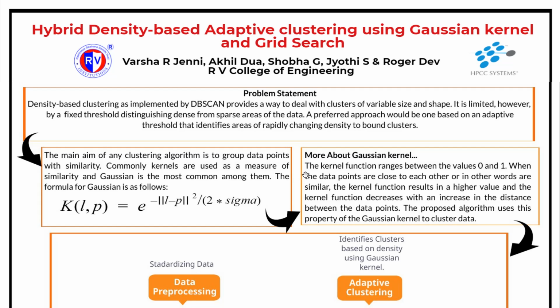Now, the main goal of any clustering algorithm is to group data points with similarity. So we have used a Gaussian kernel function to group data which are similar. This Gaussian kernel function gives values between 0 and 1. If the similarity between 2 points is more, the value is higher, and if the similarity is less, then the value is lower. Here in this equation, L and P are 2 points, and sigma is the product of the standard deviations of the attributes in the dataset.